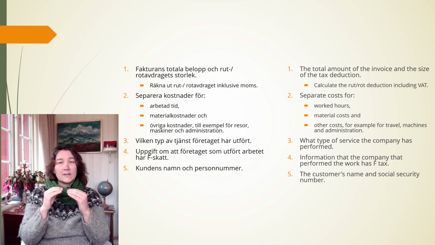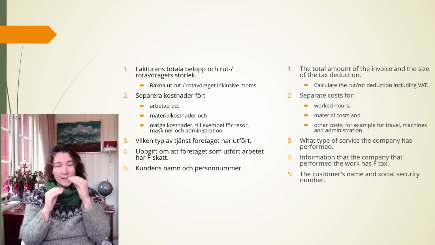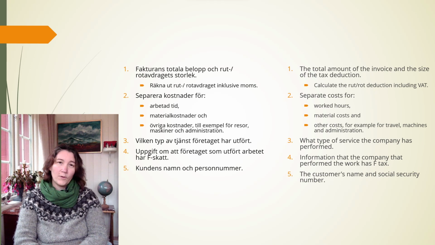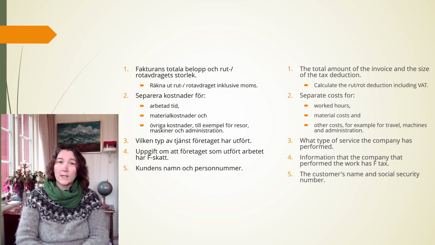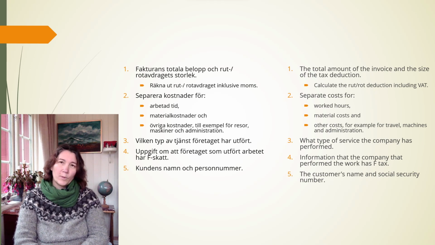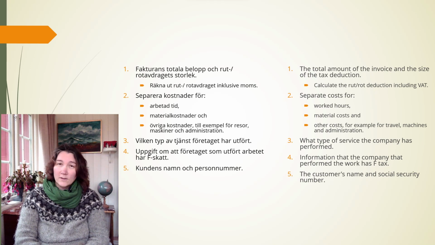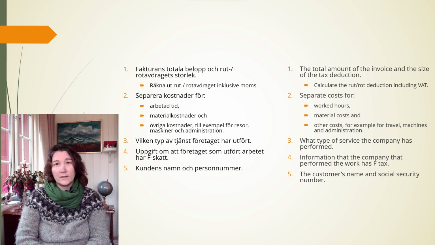Det viktiga här är alltså att du separerar, att det går att se vilka kostnader som tillhör vad. Sen ska man ha då vilken typ av tjänst som företaget har utfört. Och så en uppgift om att företaget som har utfört det här arbetet, alltså du då, är godkänd för F-skatt. Och sen kundens namn och personnummer, det är de sakerna som är viktiga. Och för att du sen ska kunna ansöka om det här avdraget, så är det reduktionen, så är det också viktigt att du har fastighetsbeteckningen för där du har utfört det här arbetet.